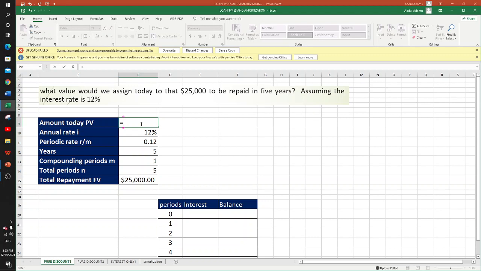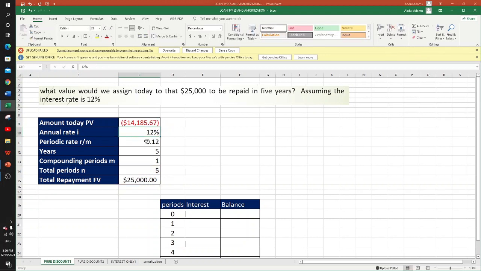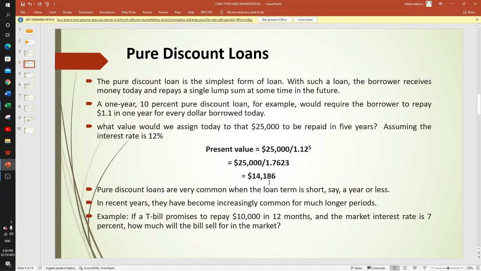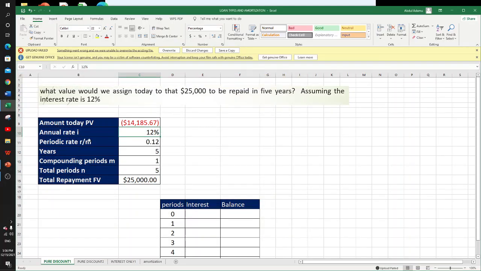If we use our present value formula, equals to PV, tab, rate. Our rate is this, that is the periodic rate, comma. Our number of periods is this, comma. Our payment we don't have, comma. Our future value is this. Enter. So this is the value: 14,185. If we go back to our Excel, you can see this is the same value.